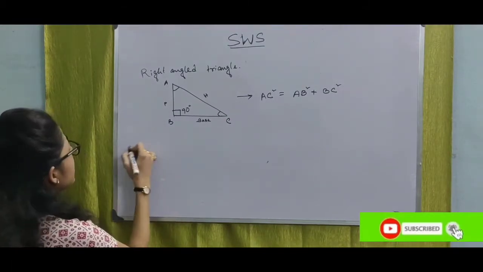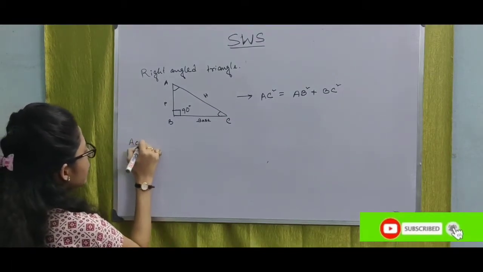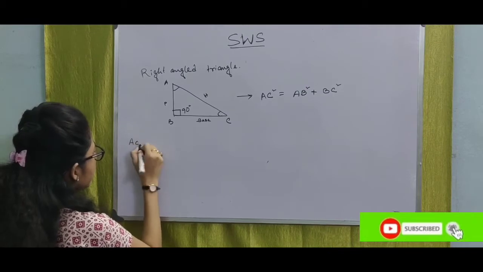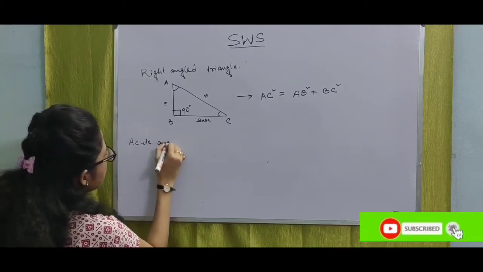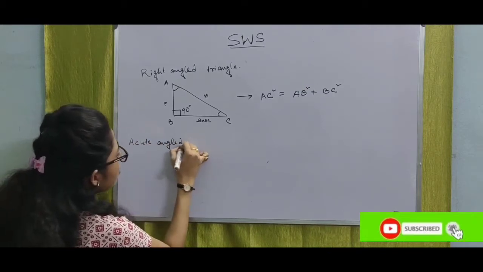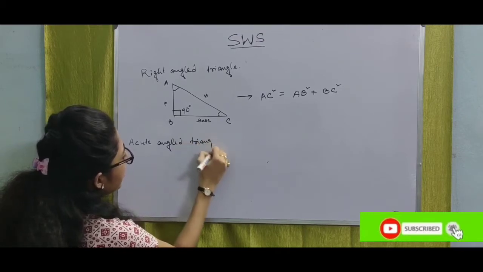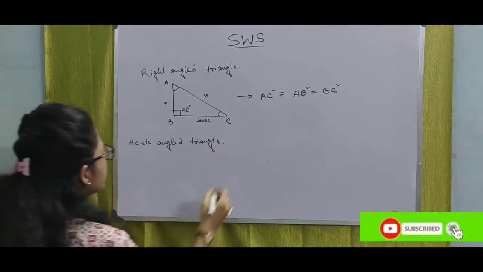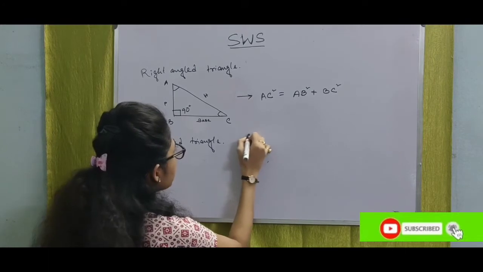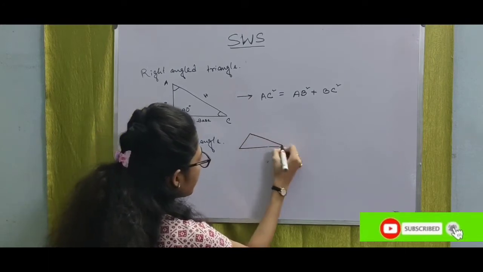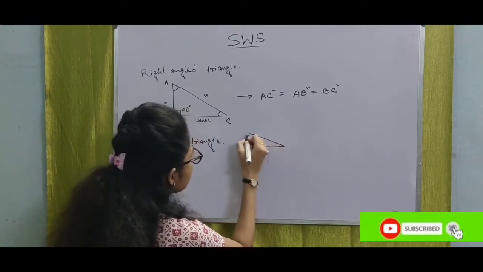Now move on to the acute angled triangle. The triangle is like this.